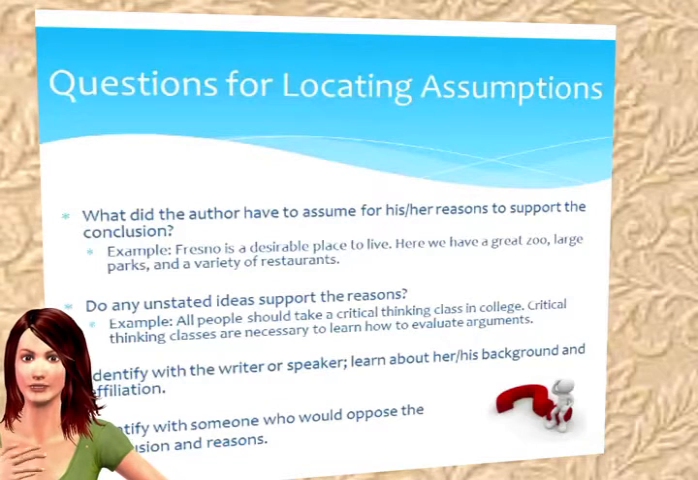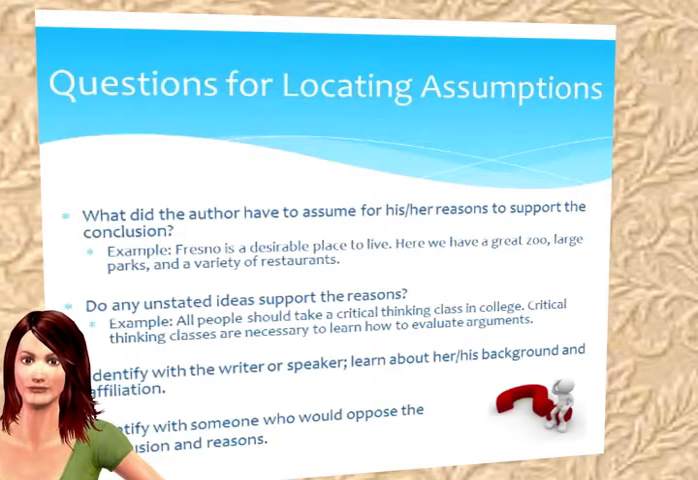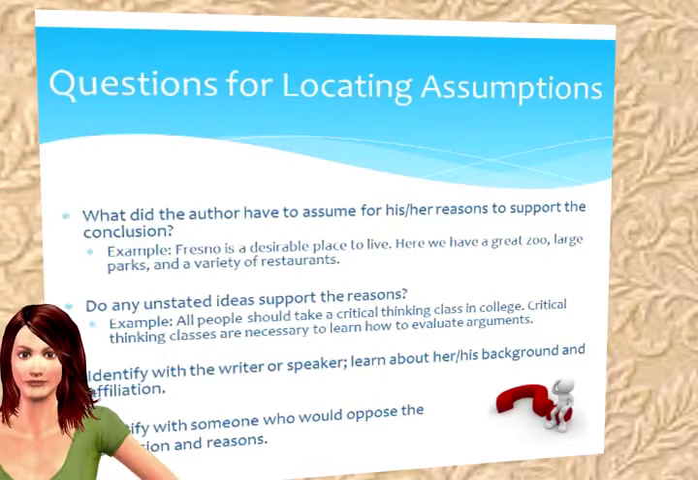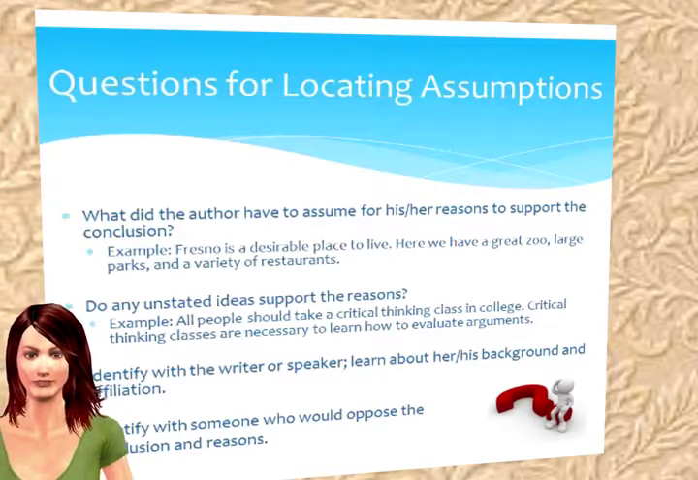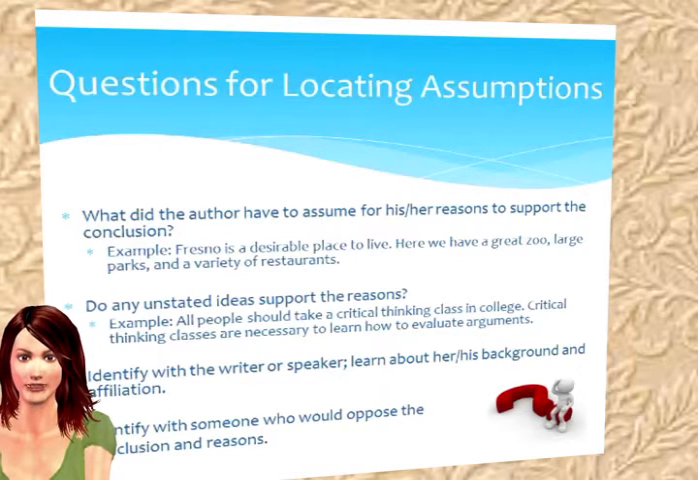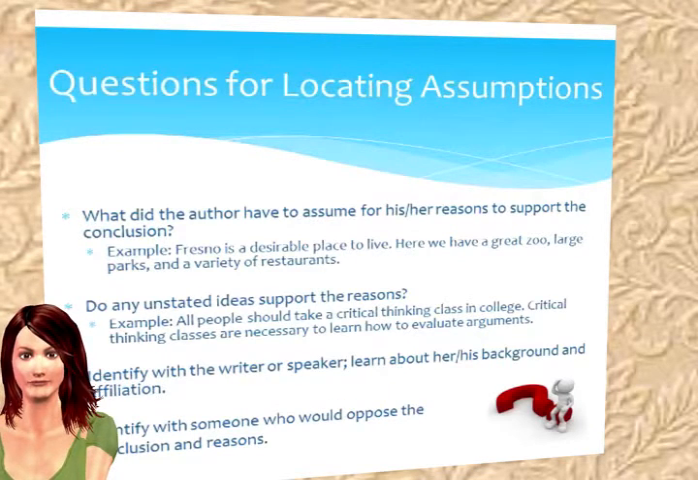So what can we do to locate assumptions? There are several key questions that we can ask. Remember, critical thinking is all about training your mind to ask key questions. So what did the author have to assume for his or her reasons to support the conclusion?